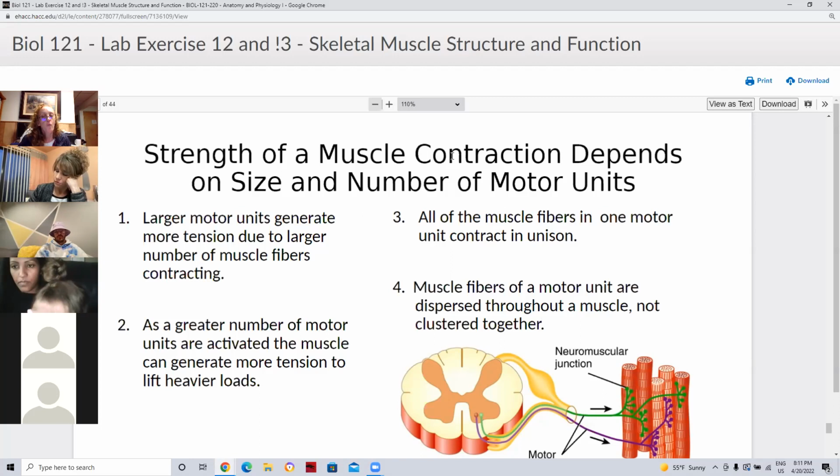So when the motor unit contracts or gets excited, all of the muscle fibers in one motor unit are going to contract in unison. And the muscle fibers of the motor unit are dispersed throughout the muscle. They're not clustered together. So the strength of any muscle contraction depends on the size and the number of motor units involved.